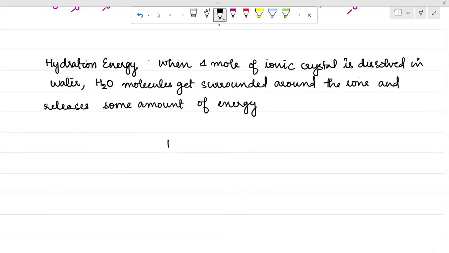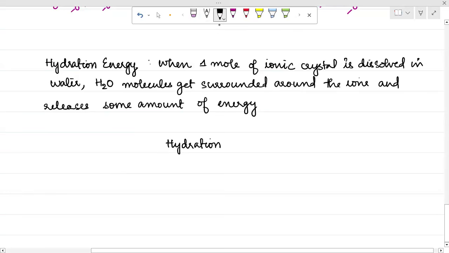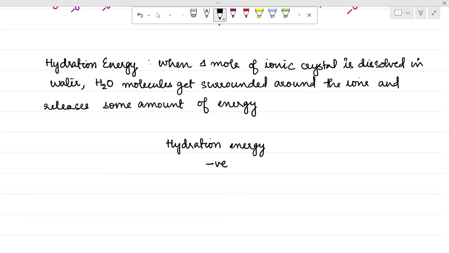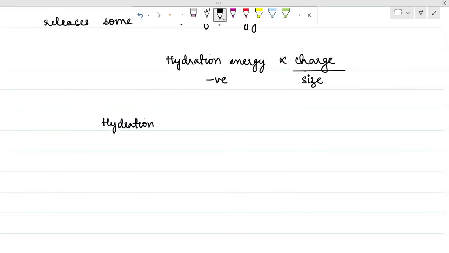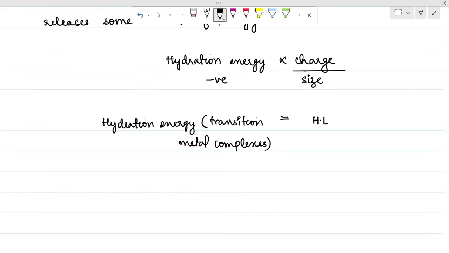Okay. Here also, the trend is the same. Hydration energy is actually energy being released. So this is actually negative, which depends on charge and is inversely proportional to the size. Okay, it is directly proportional to the charge of the ion and inversely proportional to the size. So the actual hydration energy that you observe for transition metal coordination complexes is equal to the hydration energy as expected plus CFSE. So hydration energy is negative, CFSE is also negative. So as a whole, it becomes more negative.